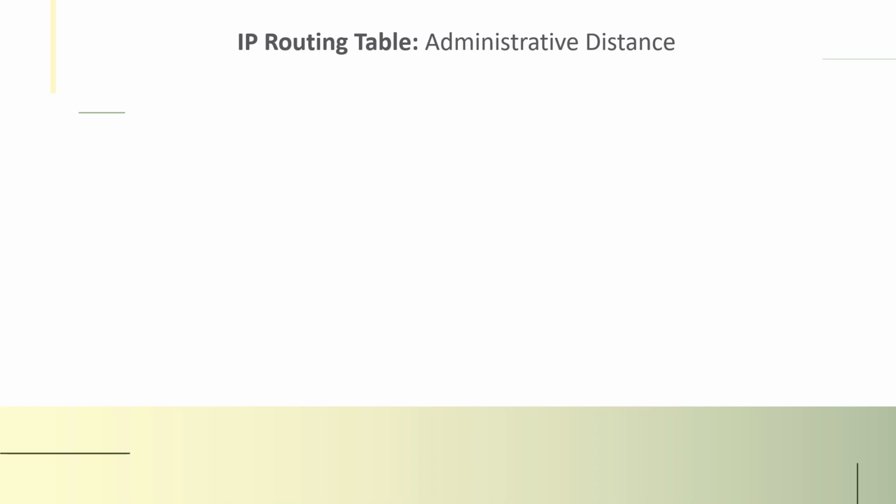Because the route learned from Open Shortest Path First or the route learned from Enhanced Interior Gateway Routing Protocol might differ, Cisco IOS uses what is known as administrative distance to determine the route to install in its routing table.